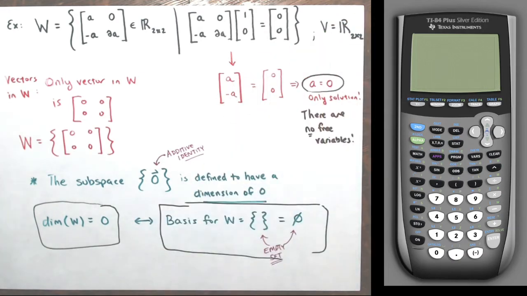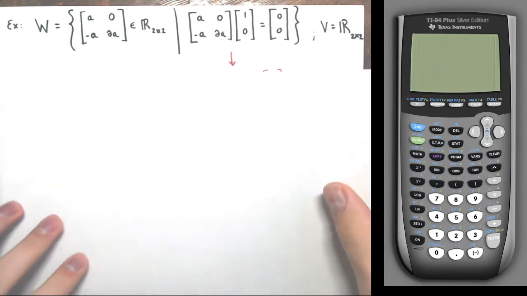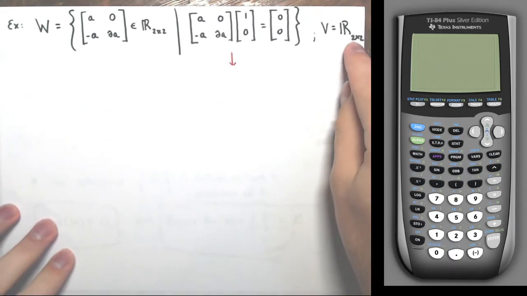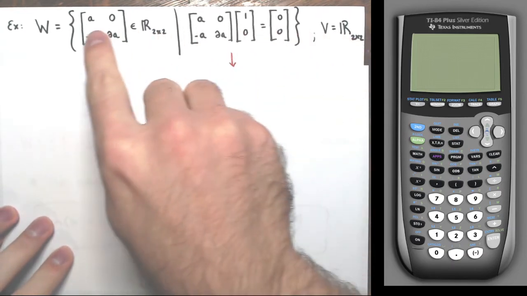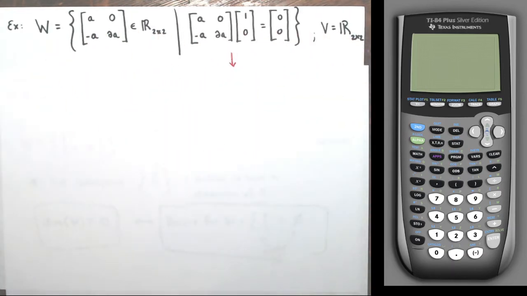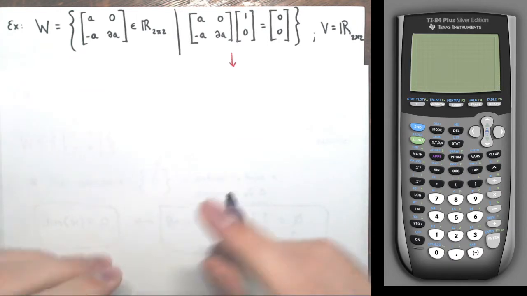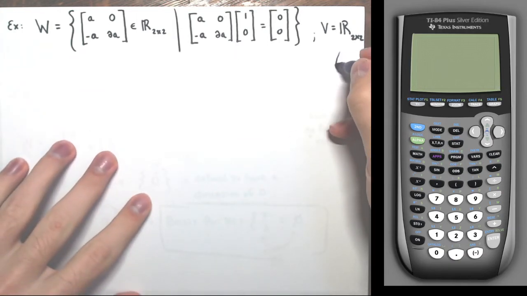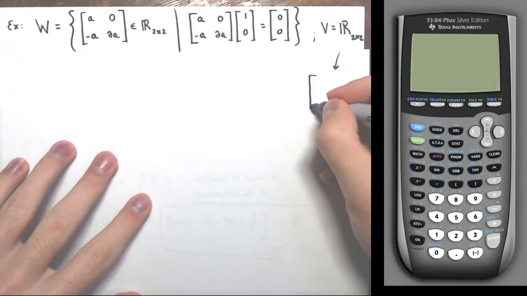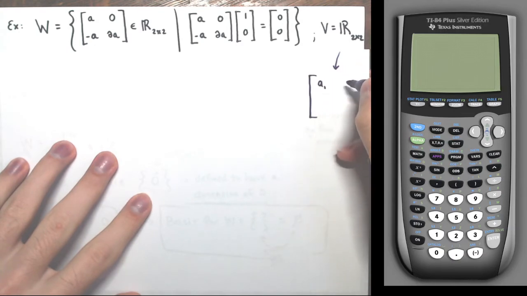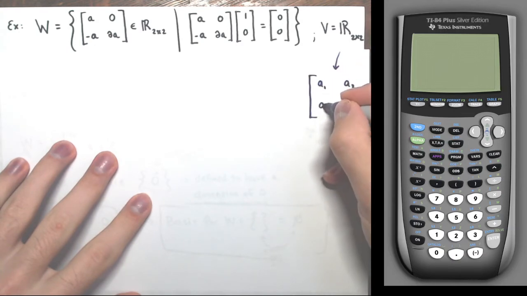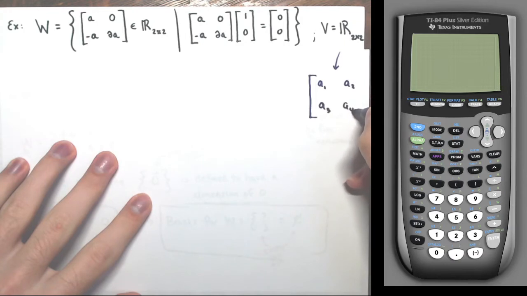But let me show you. Let me try going through it the way I did before, where I say my larger vector space, the vector space that W is a subset of, is R2 by 2. And I think, what does every vector in R2 by 2 look like? Well, I'll put it up like I had earlier: A1, A2, A3, A4.